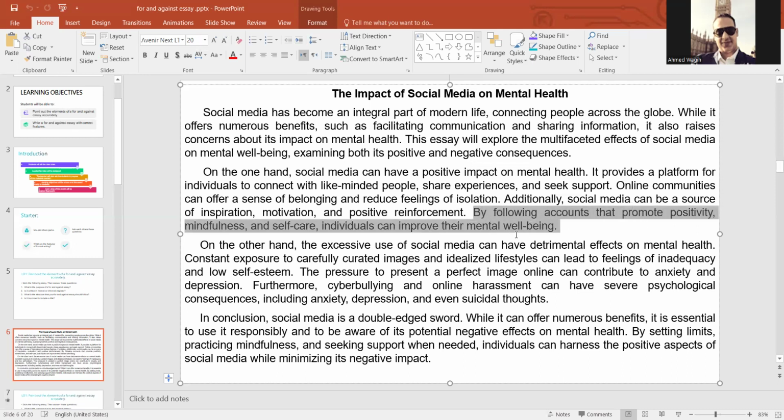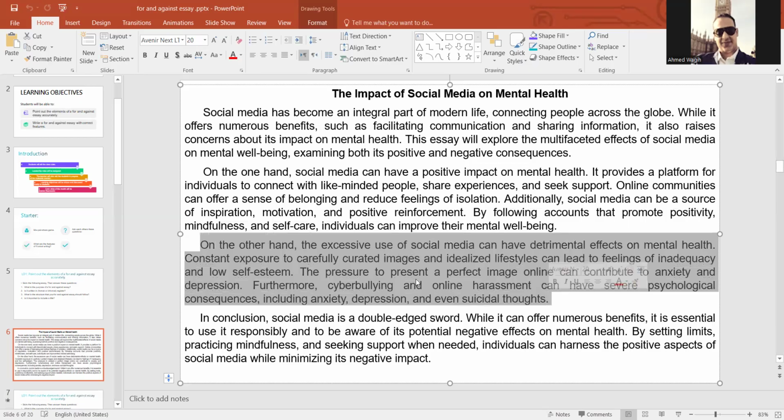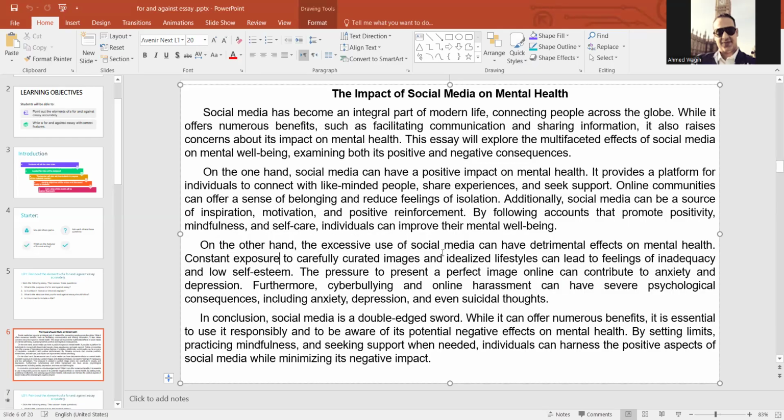By following accounts that promote positive mindfulness and self-care, individuals can improve their mental well-being. So these are the positives. Now we're going to shift to the negatives. On the other hand, the excessive use of social media can have detrimental effects on mental health. Constant exposure to carefully curated images and idealized lifestyles can lead to feelings of inadequacy and low self-esteem. The pressure to present a perfect image online can contribute to anxiety and depression.